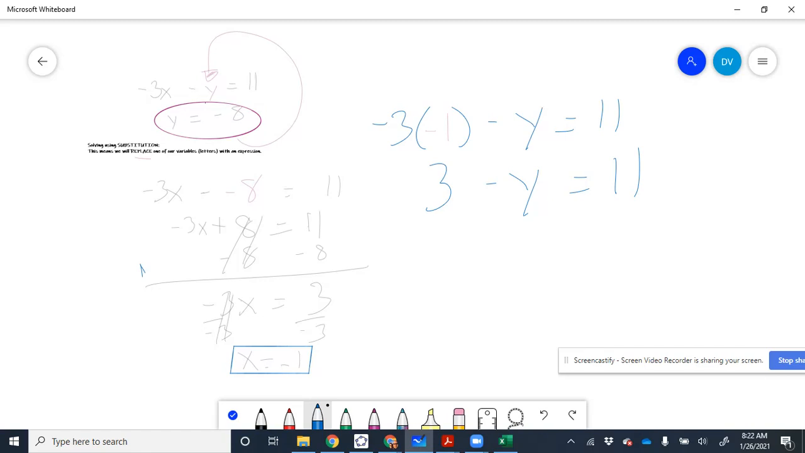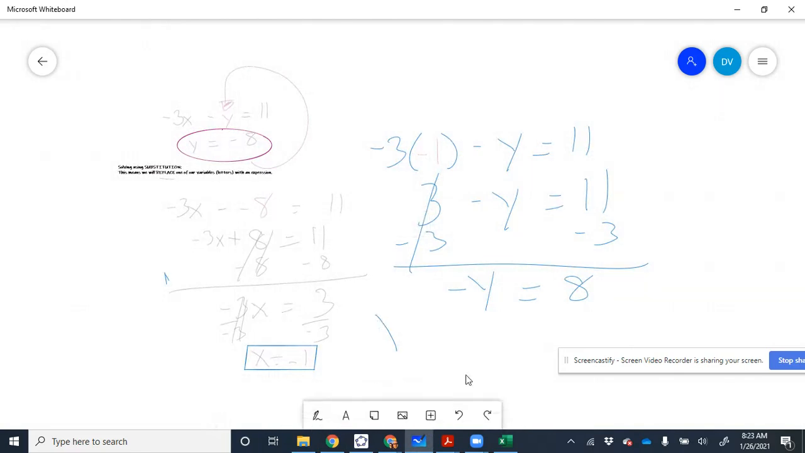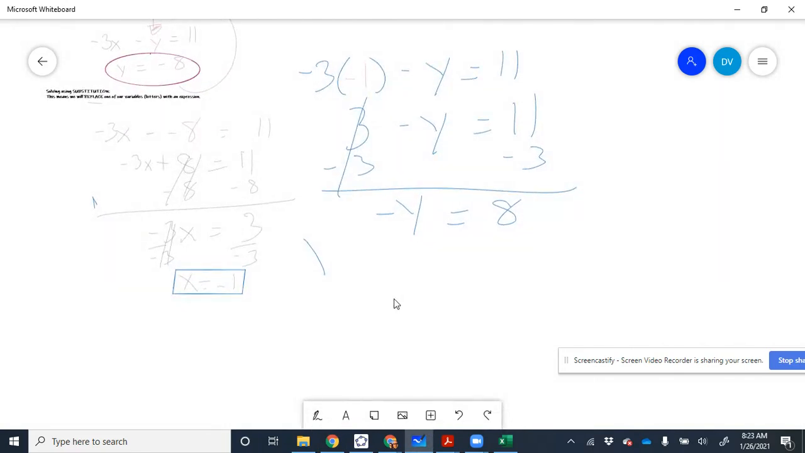And now to get the y by itself, we want to subtract 3 from both sides. And we'll have negative y is equal to 11 minus 3, which is 8. And really there's a 1 in front of this. Somebody have a question? Okay. So if we divide by negative 1, we'll get that y is equal to 8. I'm going to write what I just said another way: if negative y is equal to positive 8, then positive y is equal to negative 8.